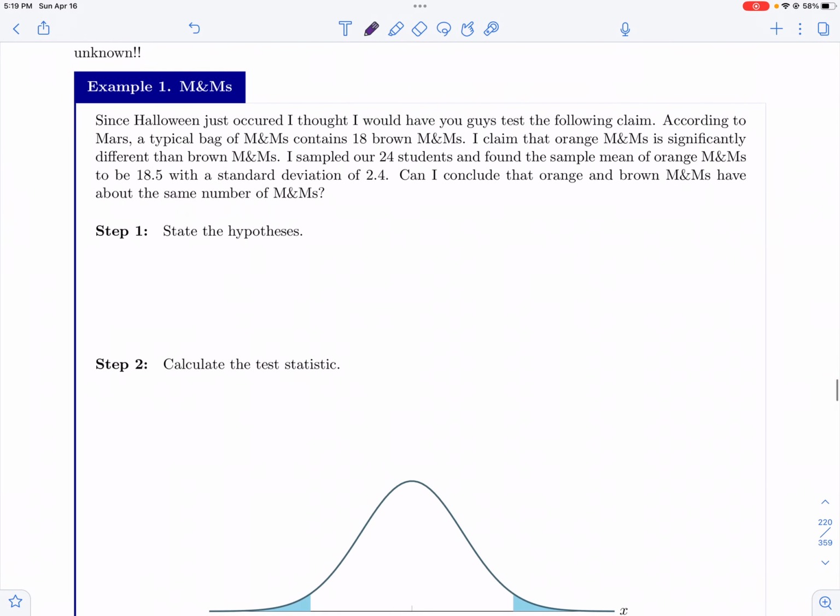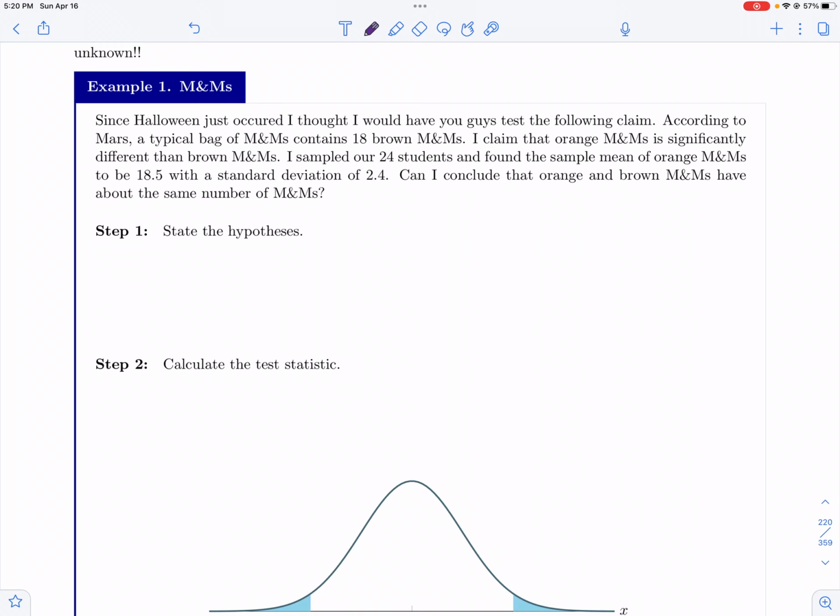All right, so for example 1, according to Mars, a typical bag of M&Ms contains 18 brown M&Ms. I claim that orange M&Ms is significantly different than brown M&Ms. I sampled 24 students and found the sample mean of orange M&Ms to be 18.5 with a standard deviation of 2.4. Can I conclude that orange and brown M&Ms have about the same number of M&Ms?